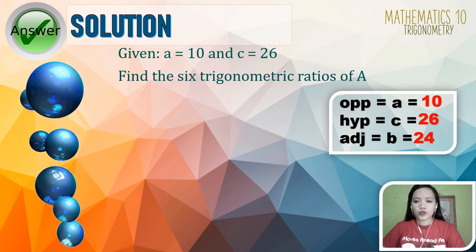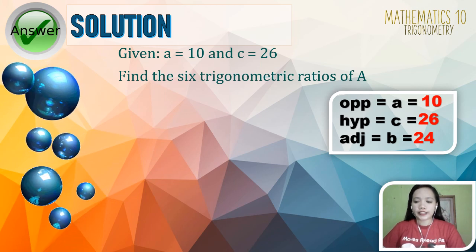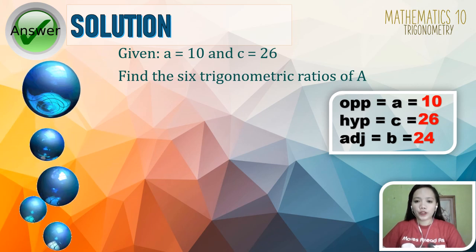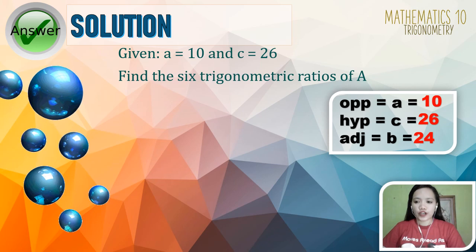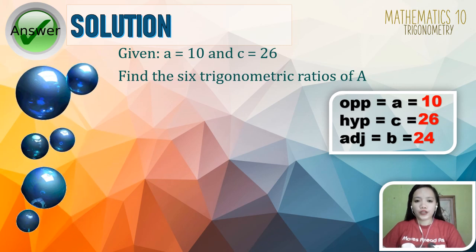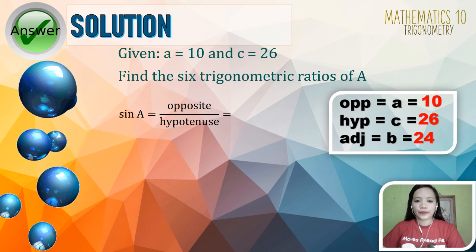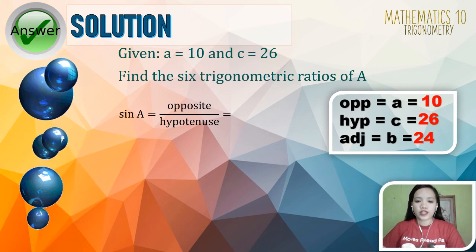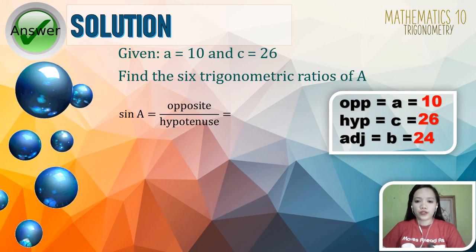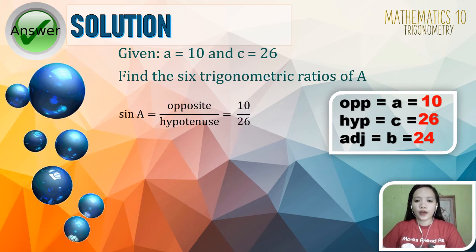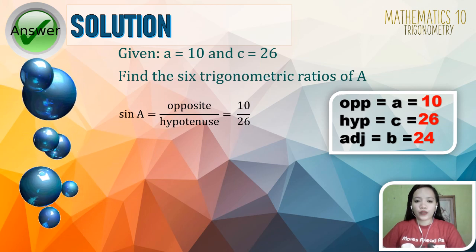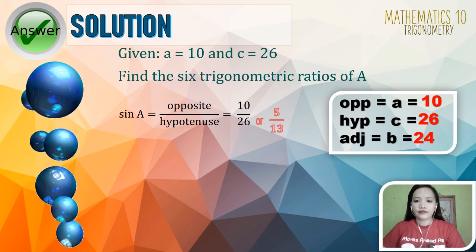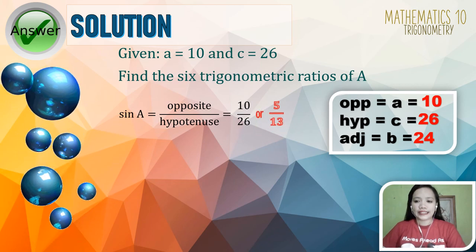Now, since we were able to get all the necessary data for each side of the given triangle, we can now proceed with getting the 6 trigonometric ratios. Let's start with sine A. We all know that the formula for sine A or sine theta is opposite divided by hypotenuse. So, substituting in the formula, we'll get 10 over 26. We can still simplify this. So, we'll have 5 over 13.